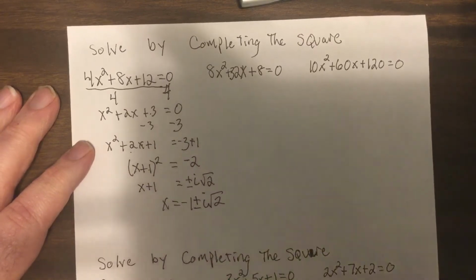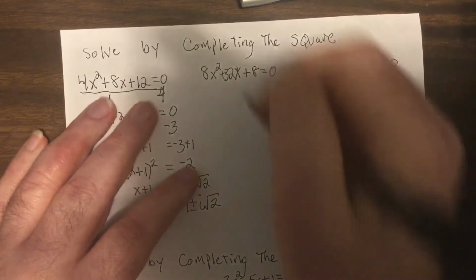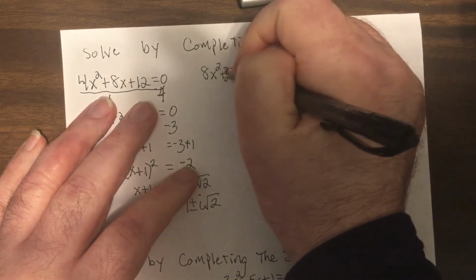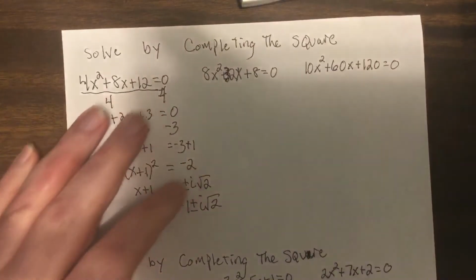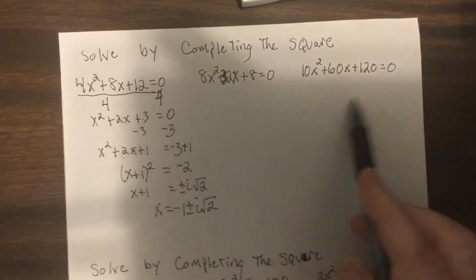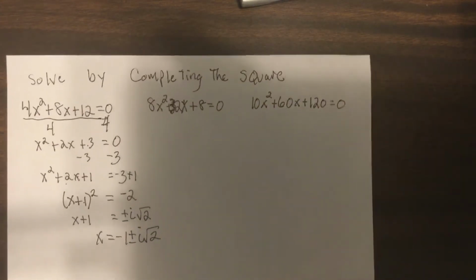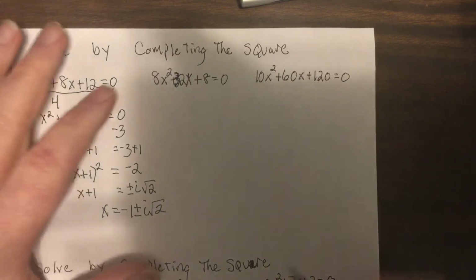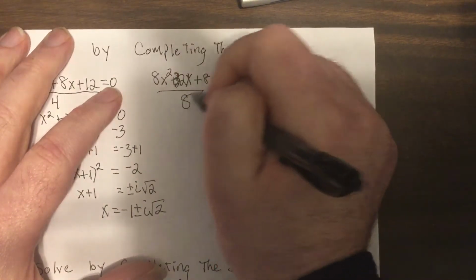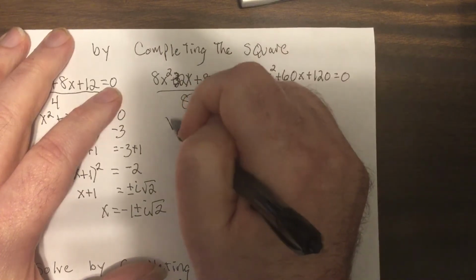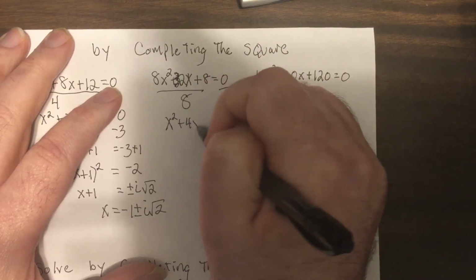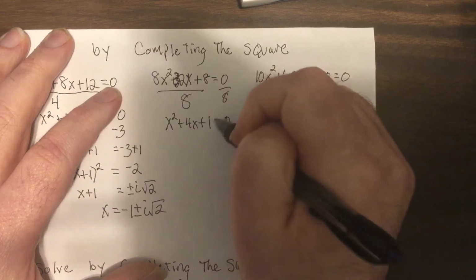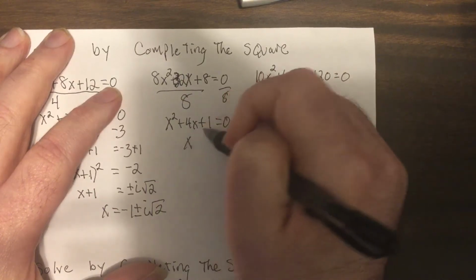Okay, this is just review. This is a 30, by the way, 32. So I want you to do these two by completing the square for me, please. And then turn me back on. Okay, so this one we divide everything by 8. So you get x squared plus 4x plus 1. Subtract 1.